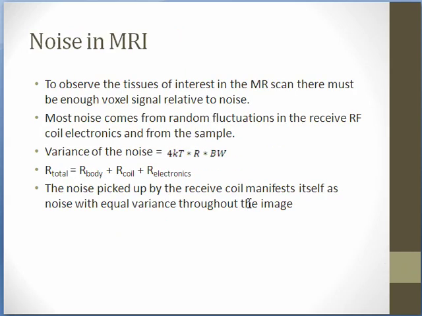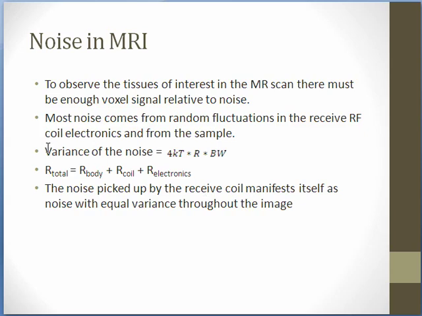And so what about the noise in MRI? Again, to observe the tissues of interest, there has to be actually a lot more voxel signal than there is noise. Most of the noise is coming from random fluctuations in the receive RF coil electronics and from the sample itself. So we have these random voltage fluctuations in the sample. The human body has molecules that are bouncing around in Brownian motion.